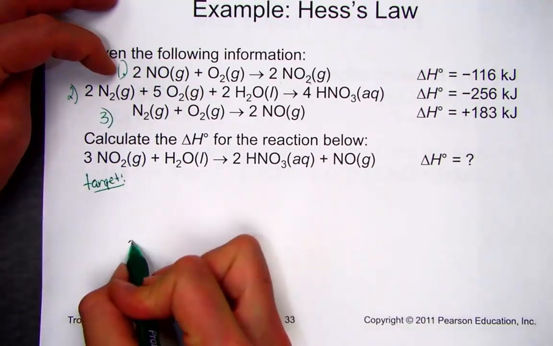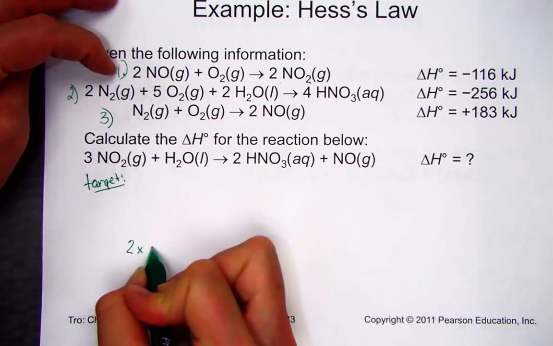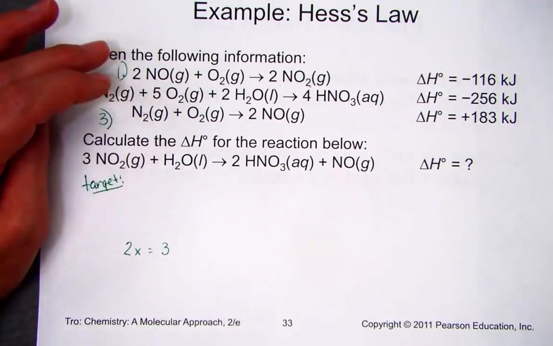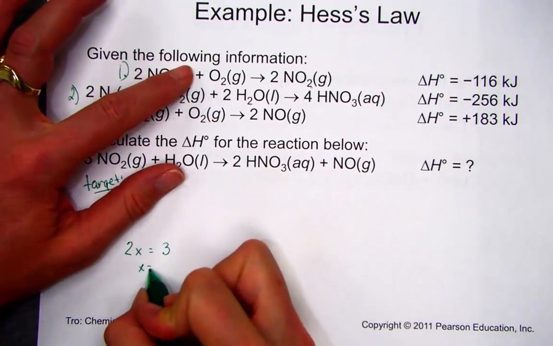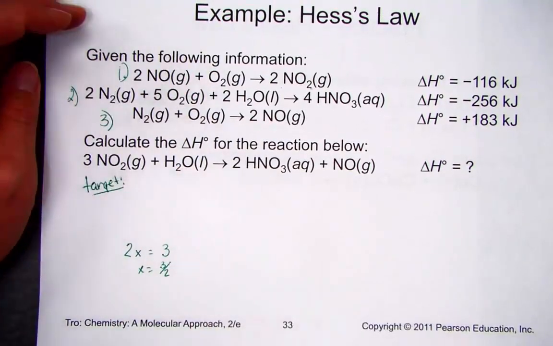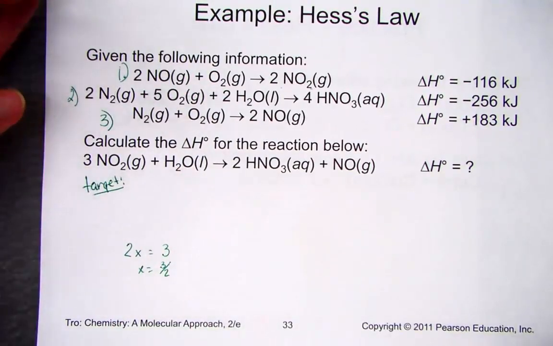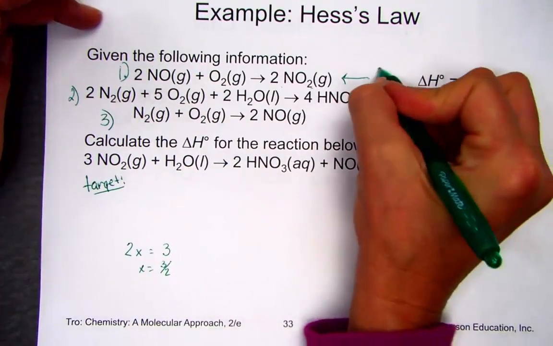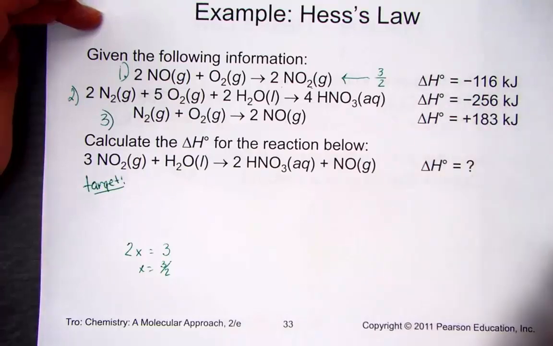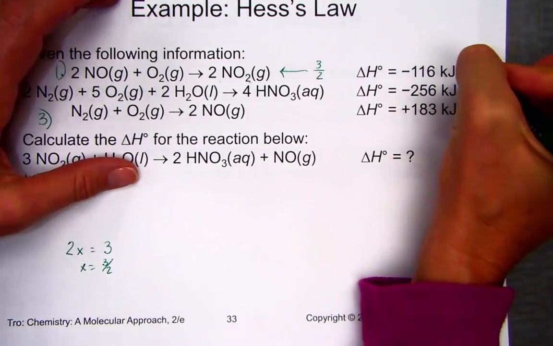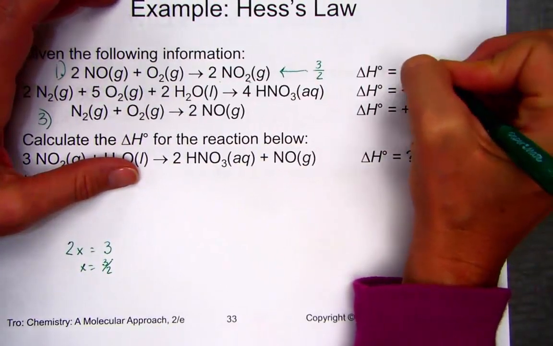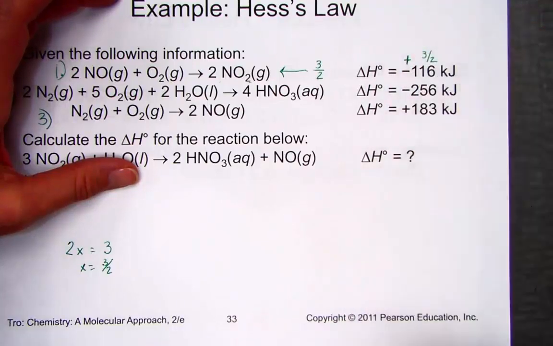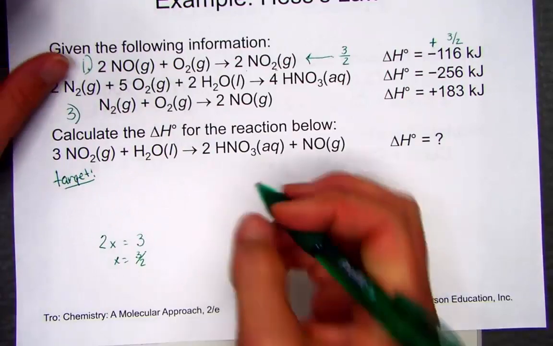Alrighty. What do I multiply 2 by to get to 3? 2x equals 3. So x, of course, is 3 halves, or 1.5. What I think I need to do is not only flip the direction, then I'm going to have to take 3 halves to distribute. And so when I do that, think about the delta H. You're going to flip the sign and multiply it by 3 halves. Let's pause and do that together.